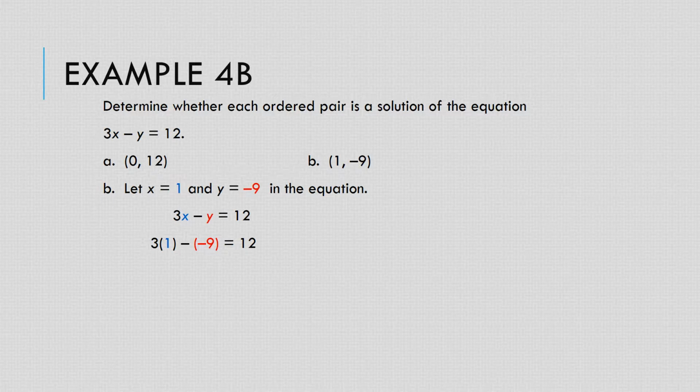3 times 1 is going to give me 3. And then I have negative. Remember, even if there is nothing out here, there is a 1. There's a negative 1. So negative 1 times negative 9 is going to make positive 9. So I end up with 3 plus 9. I continue to simplify, and I get 12 equals 12, which is a true statement. So therefore, (1, negative 9) is a solution to this equation.